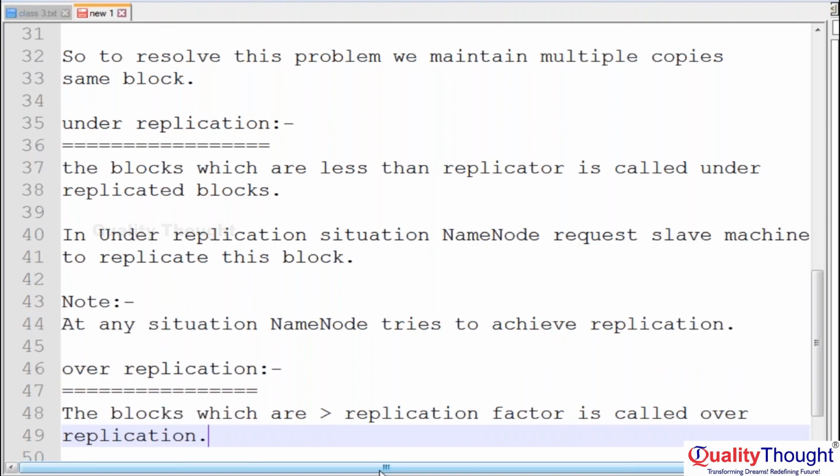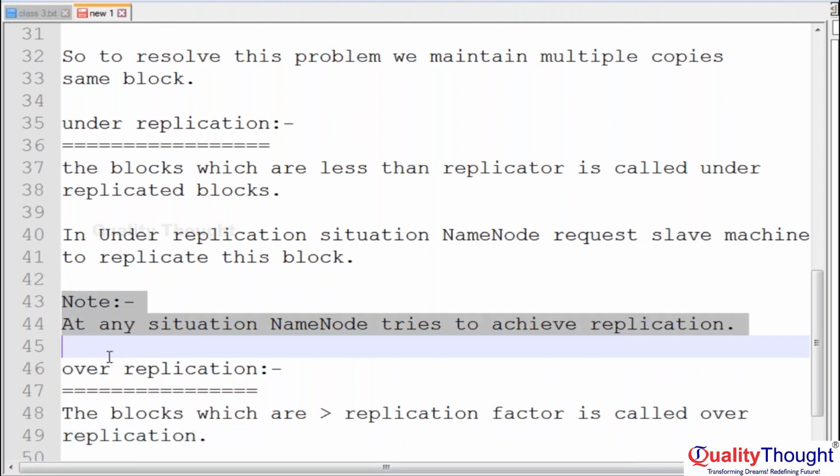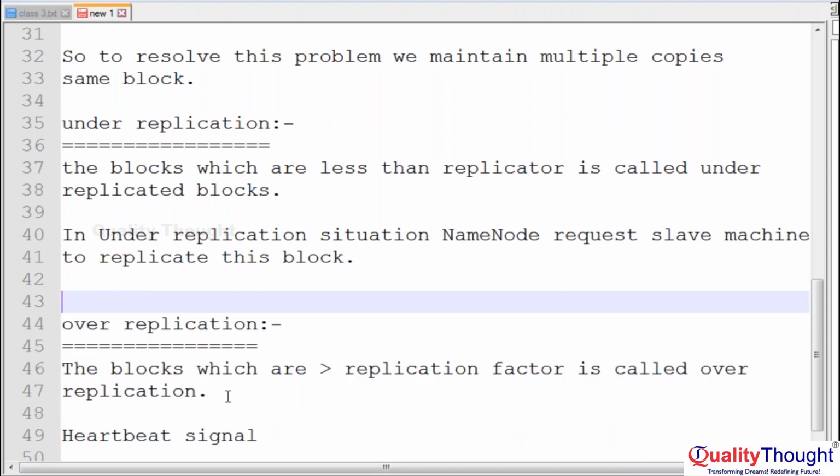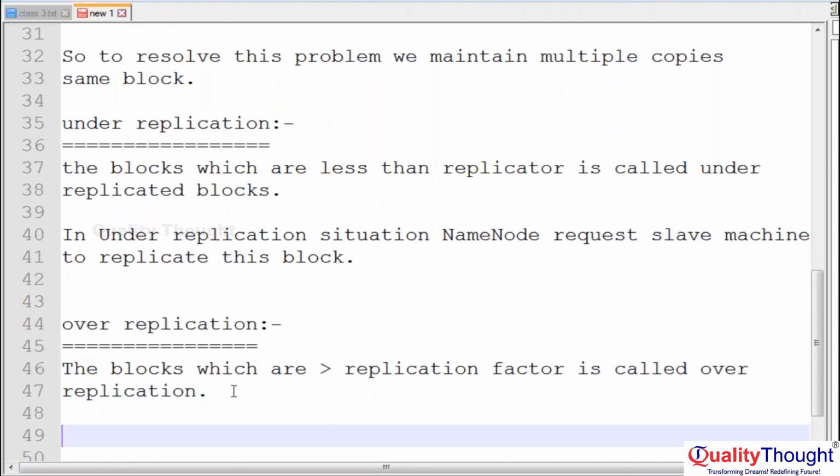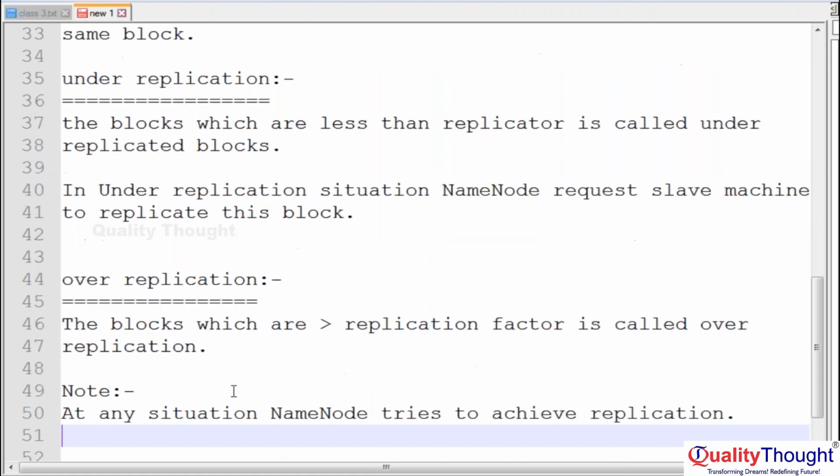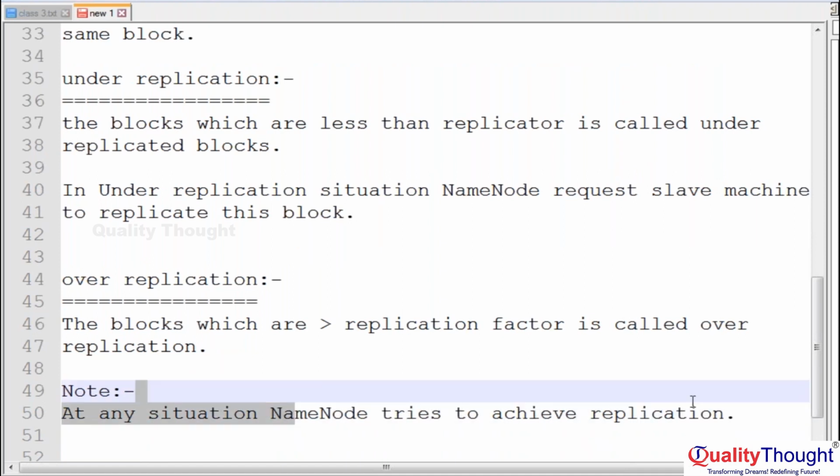Over replication. I said at any situation, it may be over replication, it may be under replication. Then name node tries to achieve the replication factor.